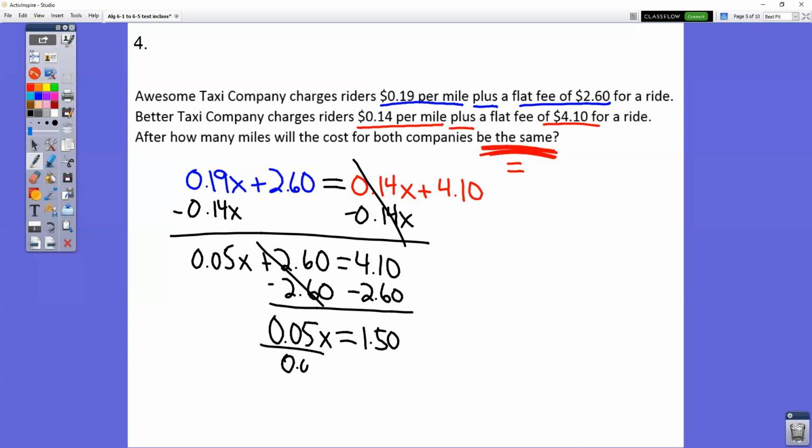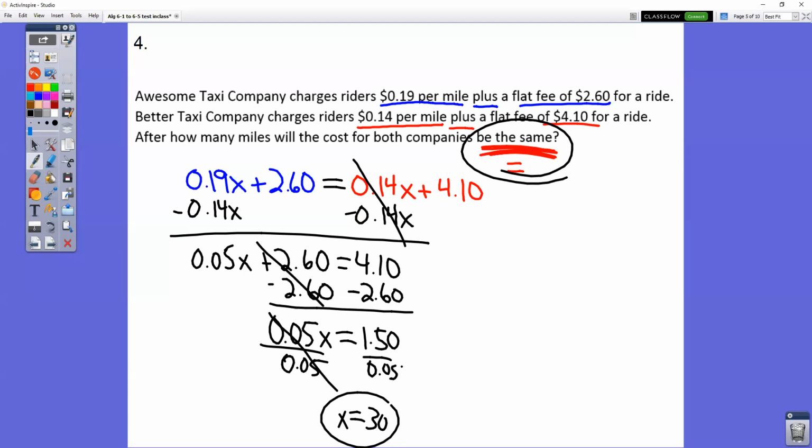Divide by 0.05 on both sides, and we get an answer of 30. So after 30 miles, that's when they're going to be the same or equal to each other. Questions on this one? Again, this is very similar to question number one, where we just set them equal to each other, because that's when they're going to be the same or equal to each other.